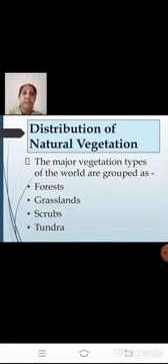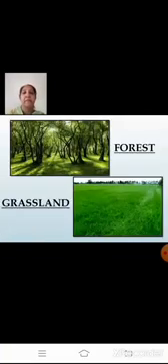Now, the growth of vegetation depends primarily on two factors, that is temperature and moisture. The major vegetation types of the world are grouped as forest, grasslands, scrubs, tundra. Now, in areas of heavy rainfall, huge trees may thrive, right? The forests are thus associated with areas having abundant water supply. Correct? You know about this.